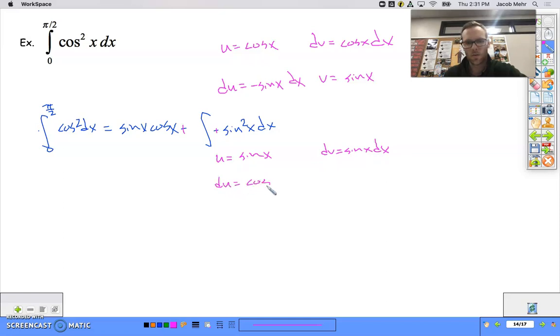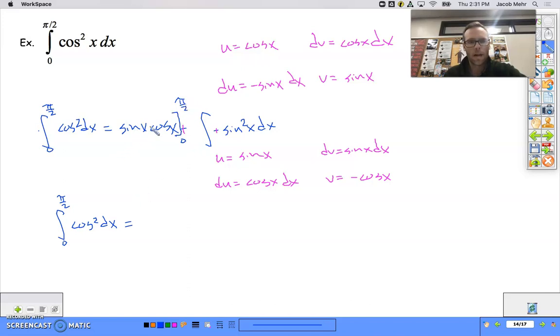du equals the cosine of x. v equals the negative cosine of x. Notice v times du is going to be negative cosine squared, and I like that. So, we have the integral from 0 to pi over 2 of cosine squared of x dx equals, you know what? I got to evaluate that from 0 to pi over 2.